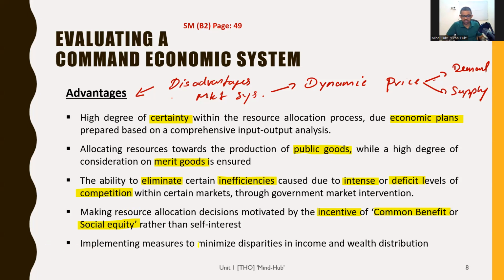Finally, implementing measures to minimize disparities in income and wealth distribution. Income and wealth disparities are minimized. Remember, one of the three reasons of market failure is what? One of the three reasons of market failure is inefficiency in resource allocation, the first reason, broad reason. First I, second I was inequality. So now government is solving that. That's an advantage in a command economy. Third I was instability. That was talked about in the first point. Certainty. No instability. Certainty is created.